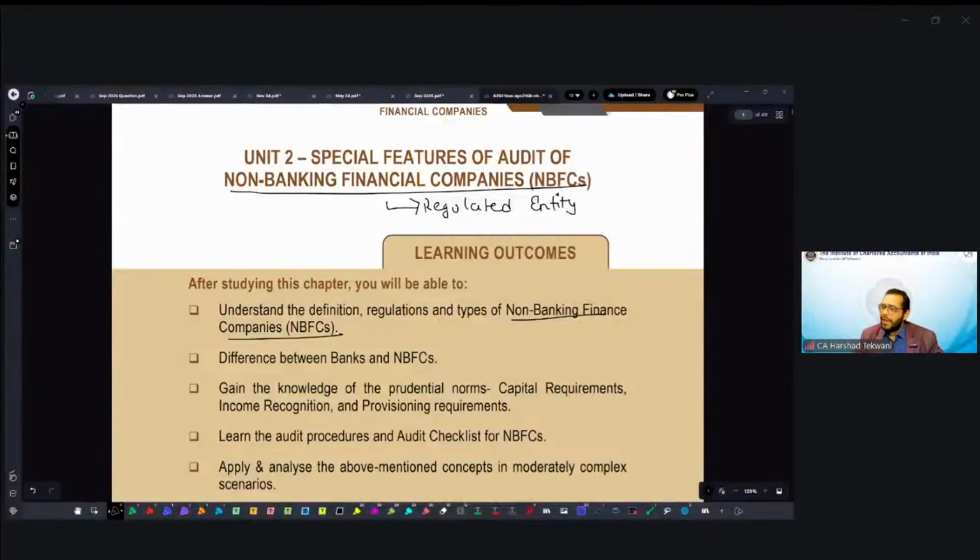NBFC is a non-banking financial company that offers financial services, loans, but is not a traditional bank. Fine. Companies engaged in lending and borrowing. Yes, fine. What else? Come on, quickly. What comes to your mind when we talk about NBFC? Which is not a bank? Yes. Okay, which is not a bank.